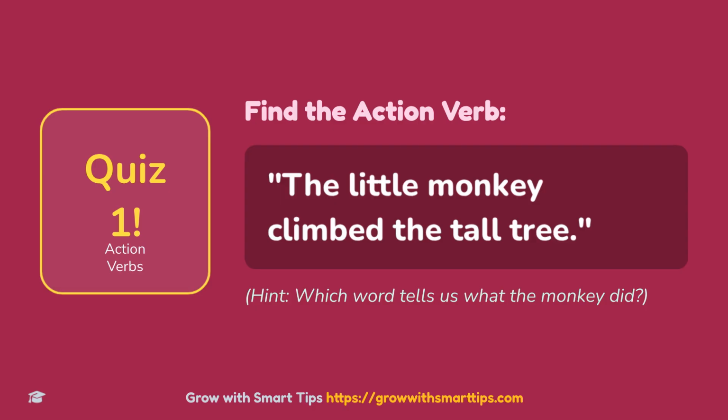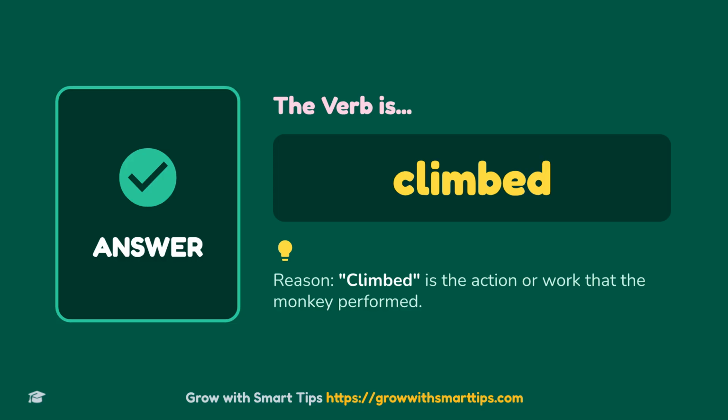Now, it is time for a quick quiz. Find the action verb in this sentence. The little monkey climbed the tall tree. What did the monkey do? The answer is climbed. This is the action the monkey performed.